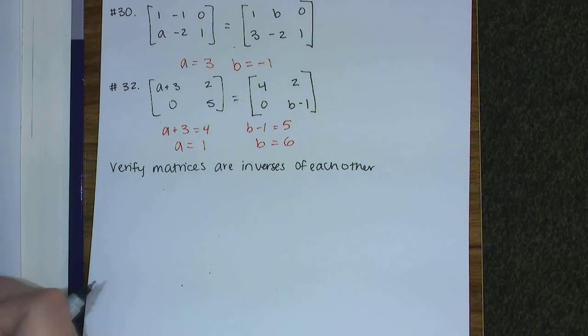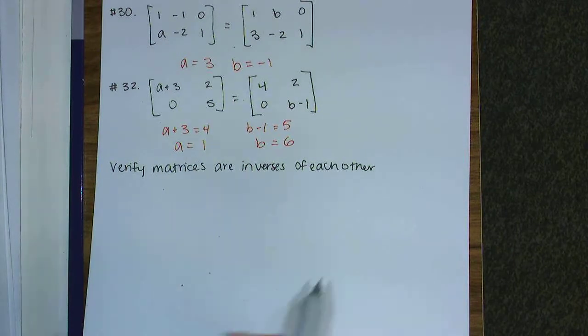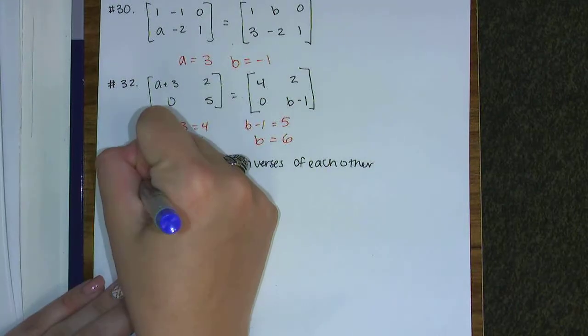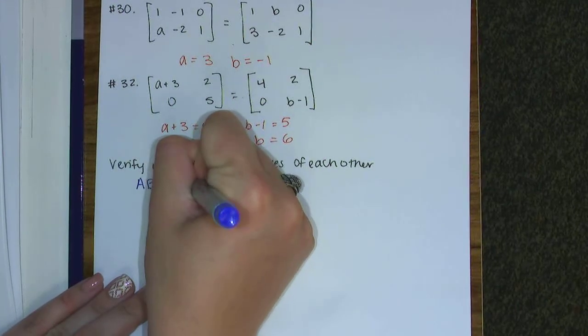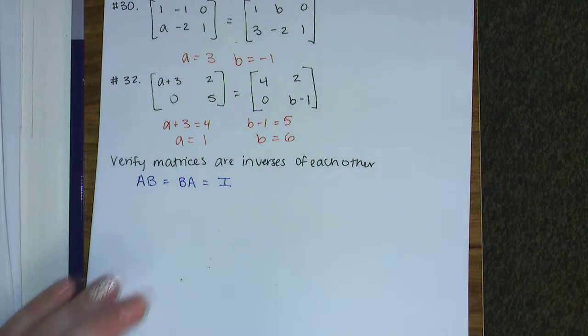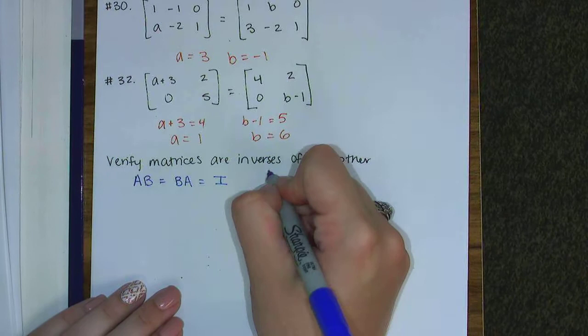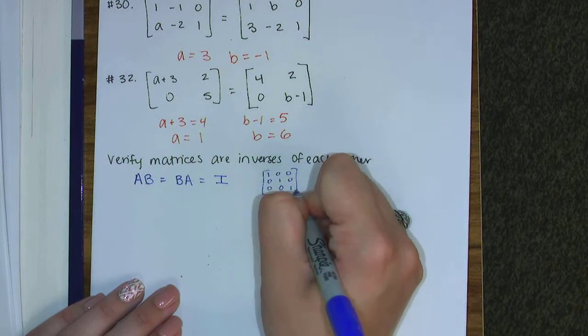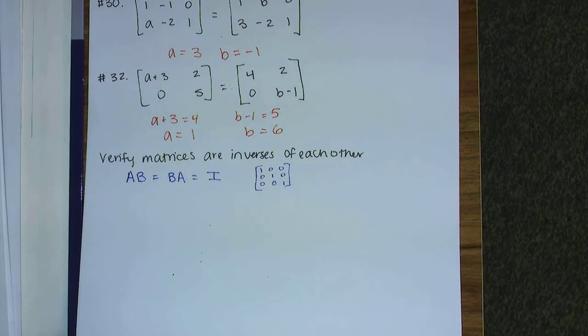But basically, for an inverse, you have to show that matrix A times matrix B is equal to matrix B times matrix A, which should be equal to the identity matrix. I guess I didn't actually write that down the other day. So just so that you have it written down: AB has to be equal to BA and has to be equal to the identity matrix. So you're looking for the matrix that's got the ones on the diagonal, something like this. That's what your answer should come out to if it is an inverse.